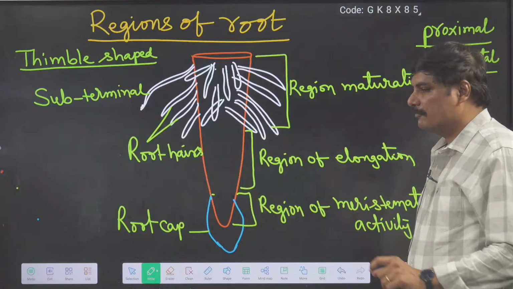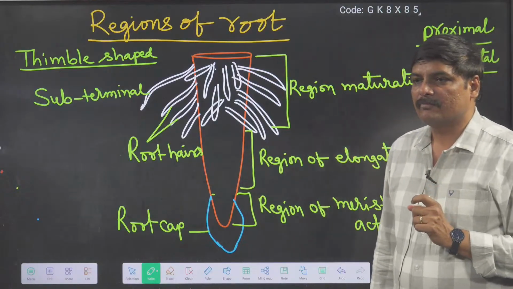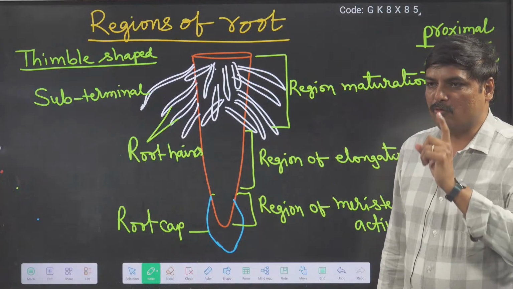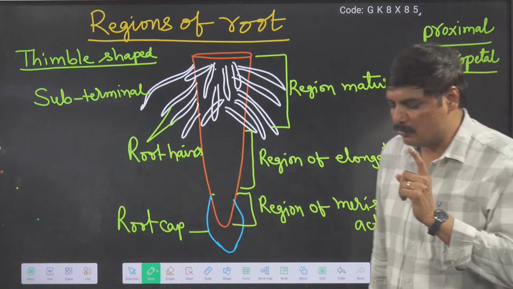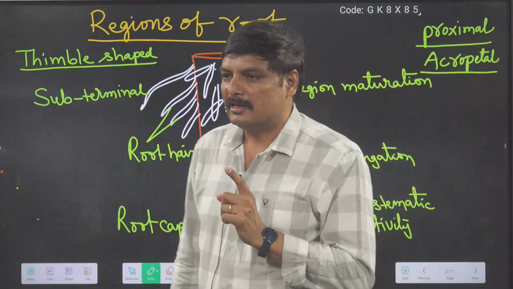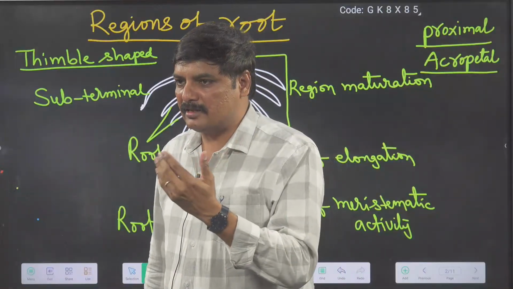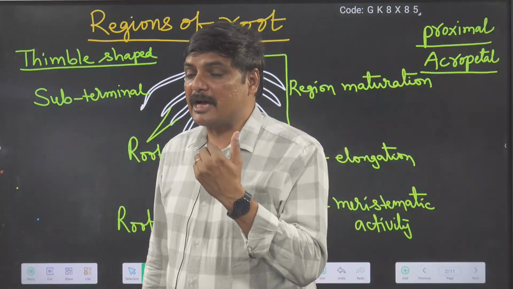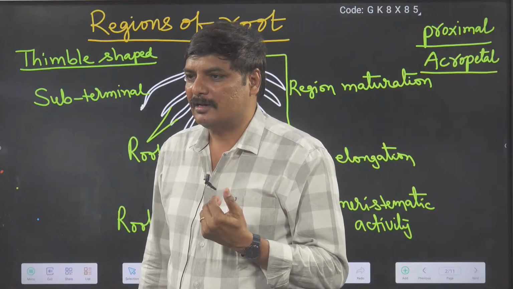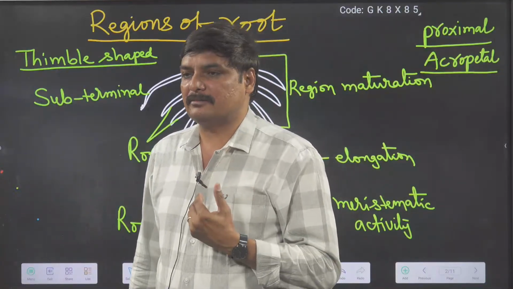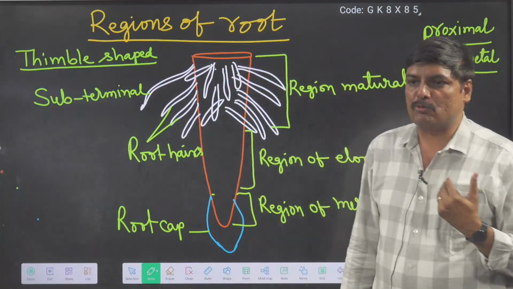And lastly, what is the arrangement of root hairs? In that arrangement, older root hairs are at the base, younger root hairs are at the apex. Acropetal arrangement. The opposite word for that is basipetal arrangement.